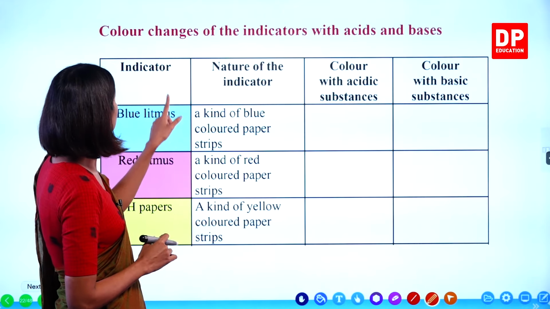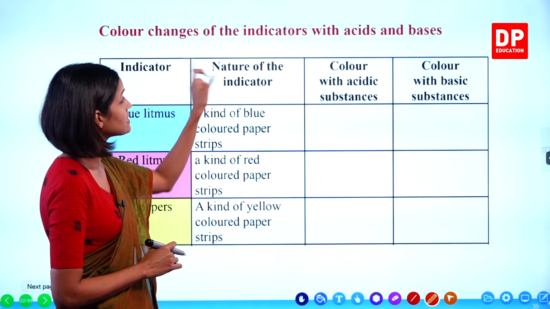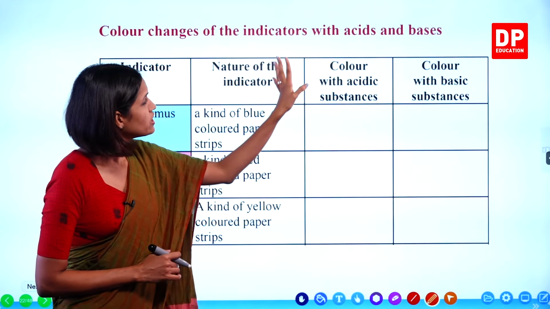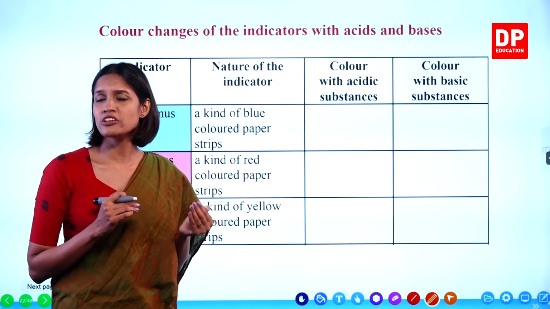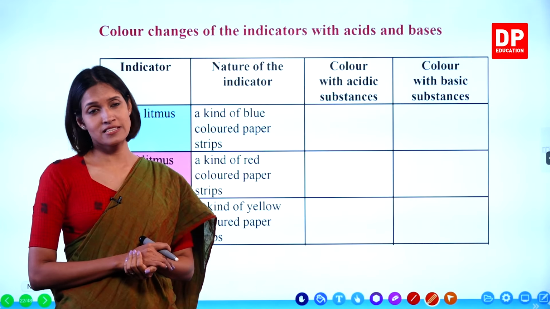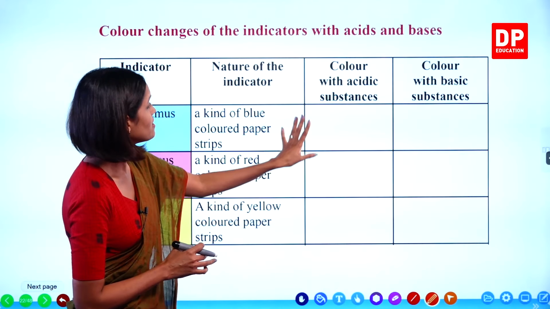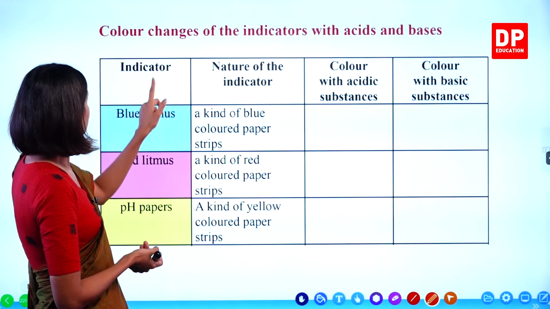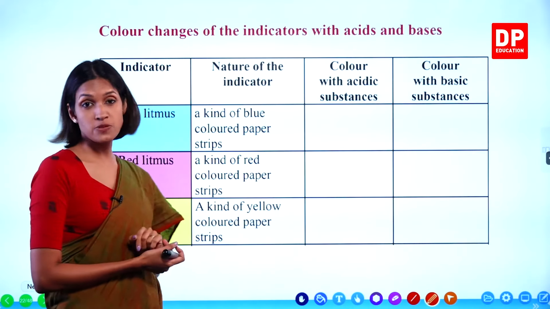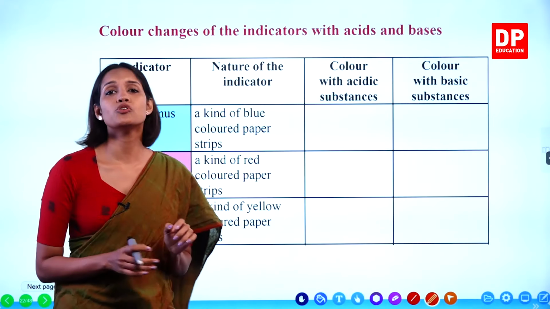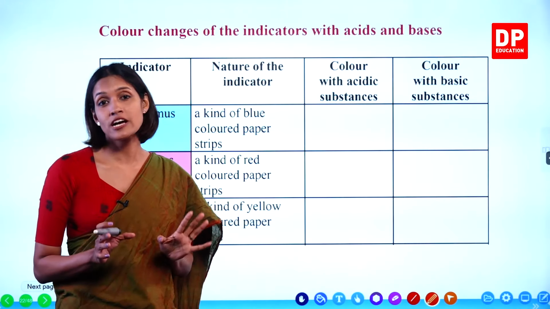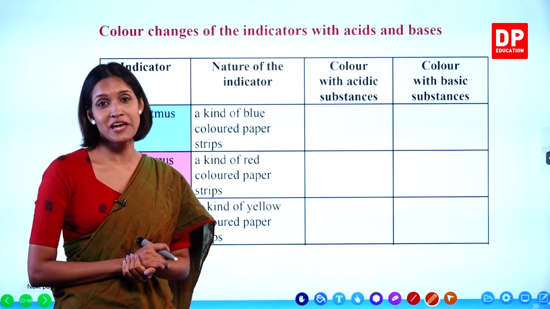Now we are going to learn the color changes of the indicators with acids and bases. Neutral substances do not give any color change with any indicators. Therefore, in this table we have added acids and bases. Okay. So what is the first indicator? Litmus paper, blue litmus. Now you all know how blue litmus and red litmus change color according to the presence of acids and bases.